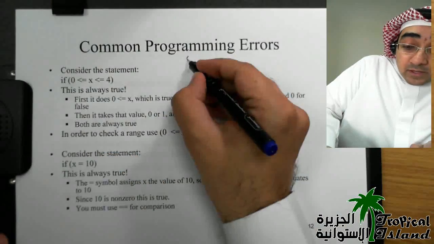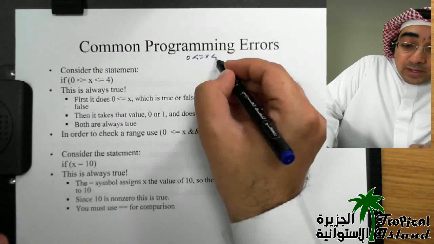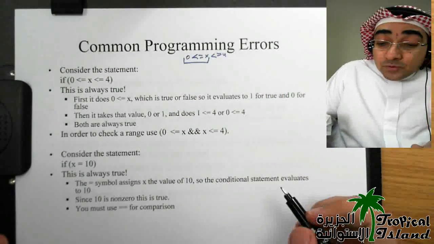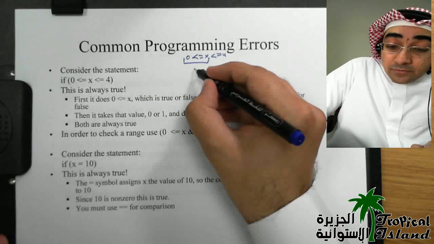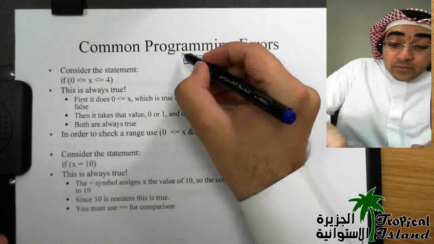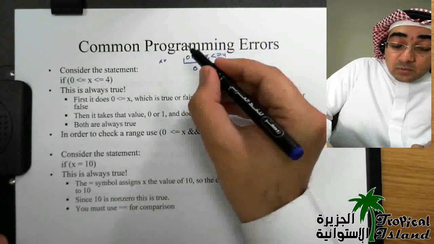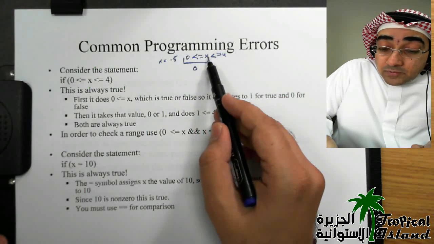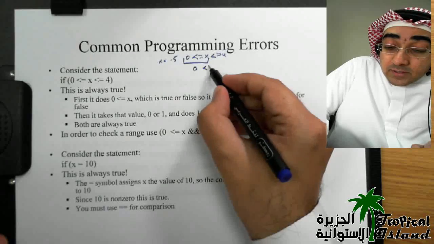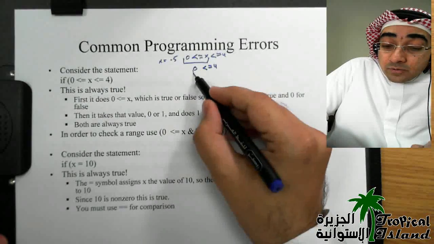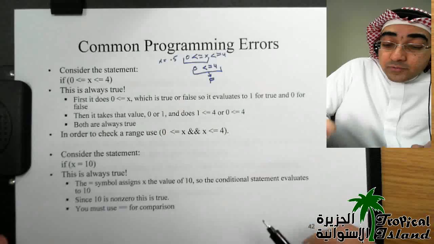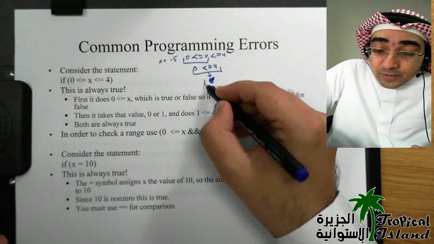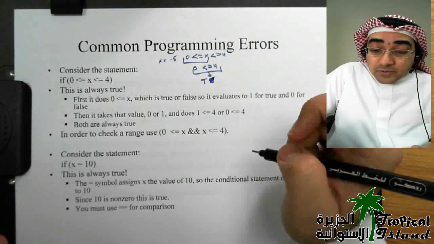Let me write it: 0 less than or equal to x less than or equal to 4. You evaluate this first, and it returns either a true or a false. If it returns false, it returns a 0. So x is equal to -5. Is 0 less than or equal to -5? No, so you return 0. Then you say, is 0 less than or equal to 4? This is true, so it returns true.